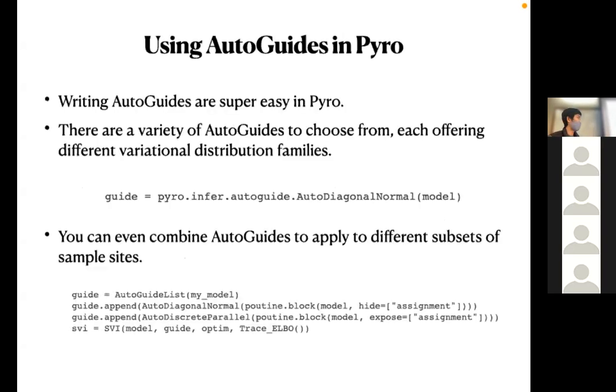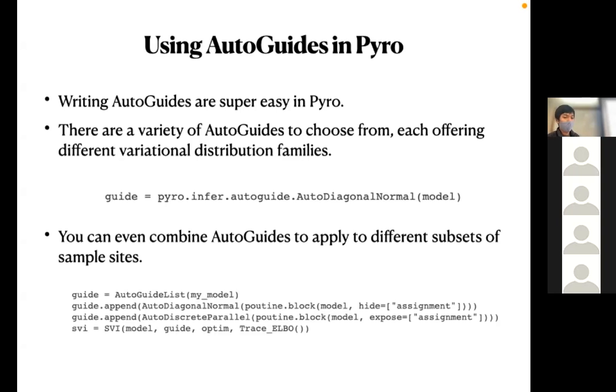In Pyro, this is referred to as Autoguides. Writing Autoguides is super easy. You literally just do pyro.infer.autoguide dot whatever autoguide you want to choose, and then plug in the model that you define, and it'll just spit out a guide function. Once you do that, you can pass it into stochastic variational inference, just like we did before.